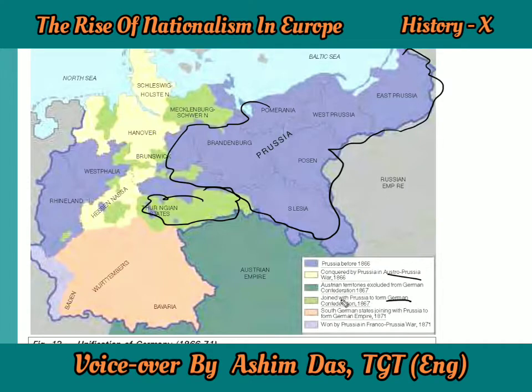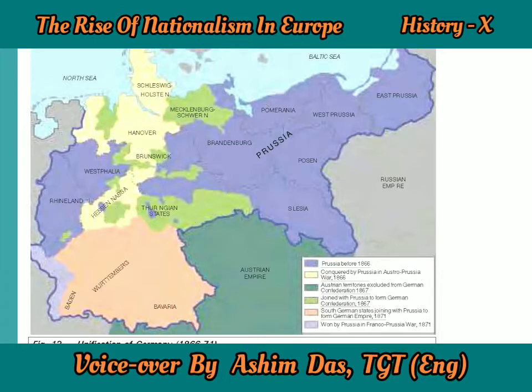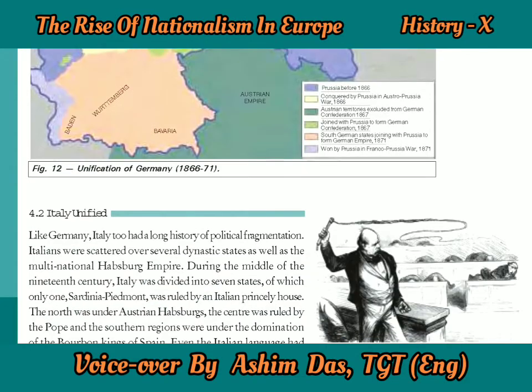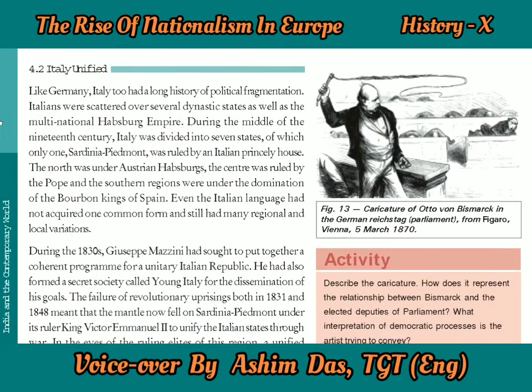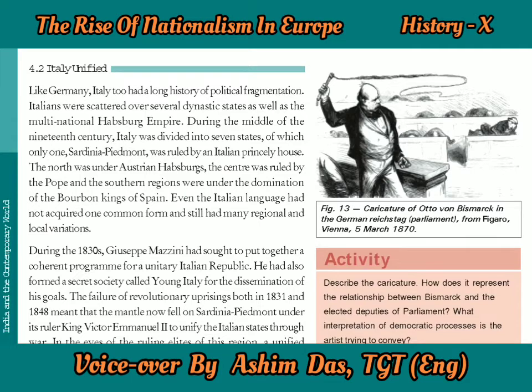So all this information you can read here. This is Hanover, you can see, and these are some of the areas of these places. You can see this is the German Empire. This is how Germany became united at that time. Okay, now let us read about how Italy was united.